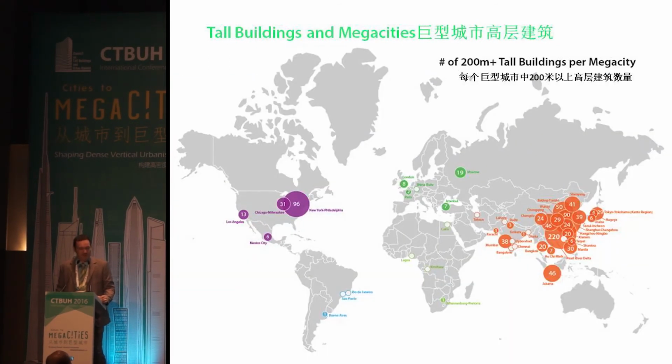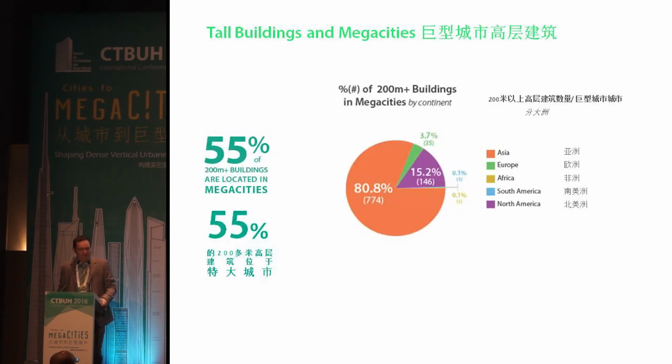Okay, so now where are these tall buildings and how do they fit into the megacity picture? This is the number of tall buildings of 200 meters plus per megacity. You can see that New York and Philadelphia is a big outlier there, as well as the Pearl River Delta. I believe those are number 1 and 2, and those are followed relatively closely by Jakarta, and it looks like the Beijing-Tianjin couplet is actually number 3. About 55% of 200-meter plus buildings are located in megacities.